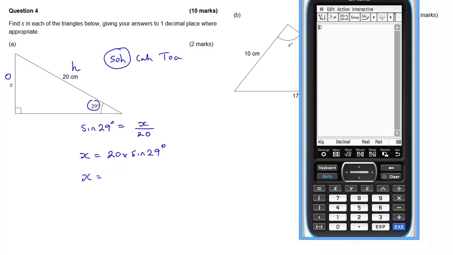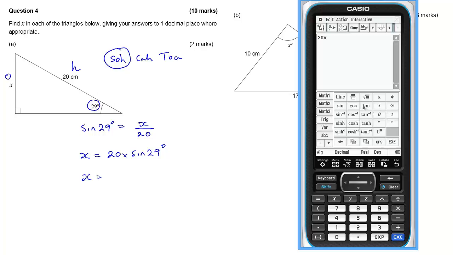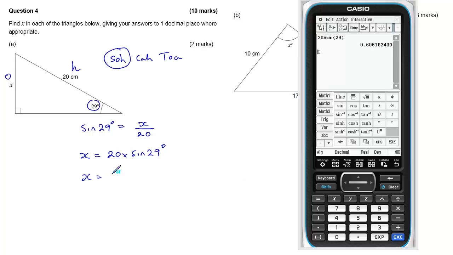So we just need the calculator now. Make sure, because we're using radians now as well, that you put your calculator back into degree mode. So that's 20 times the sine of 29, and that gives me 9.7 if we go to one decimal place. So that's 9.7 centimeters to one decimal place.